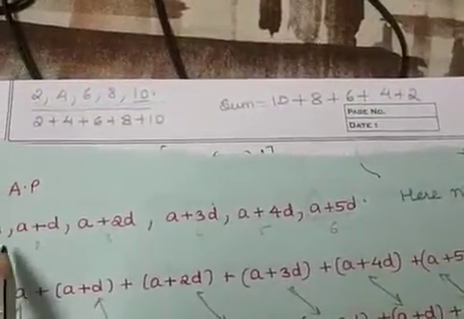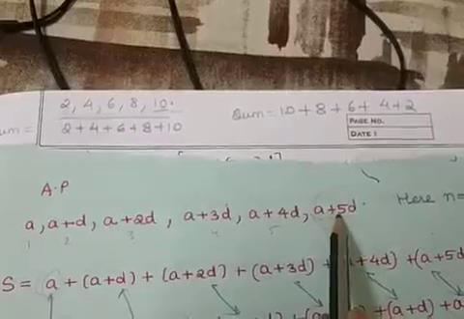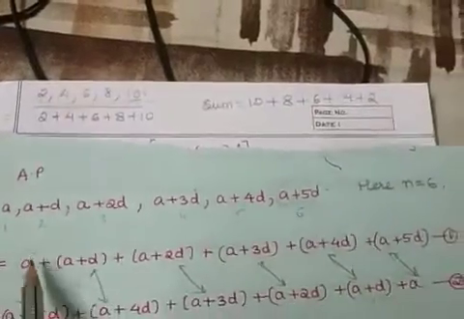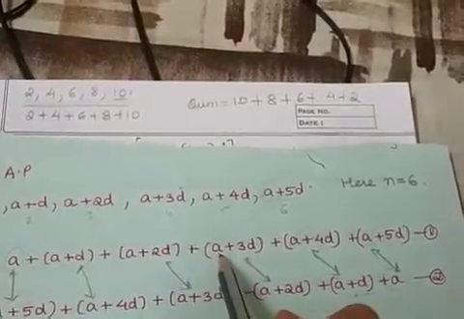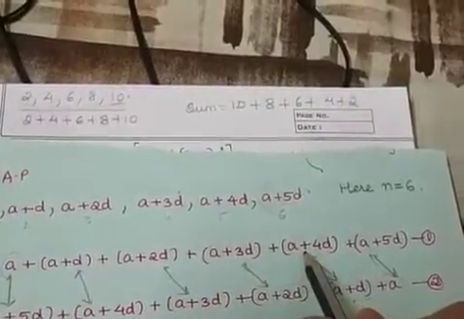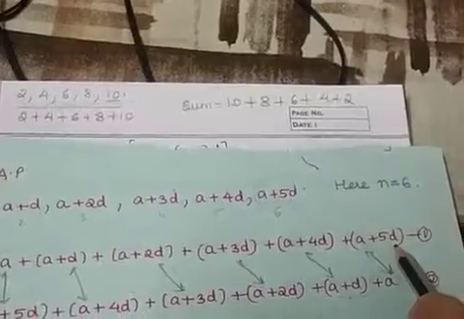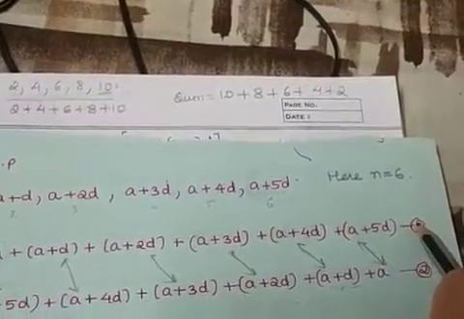So let us add these terms of the AP. I get S is equal to a plus a plus d plus a plus 2d plus a plus 3d plus a plus 4d plus a plus 5d. Now I have numbered this equation as 1.